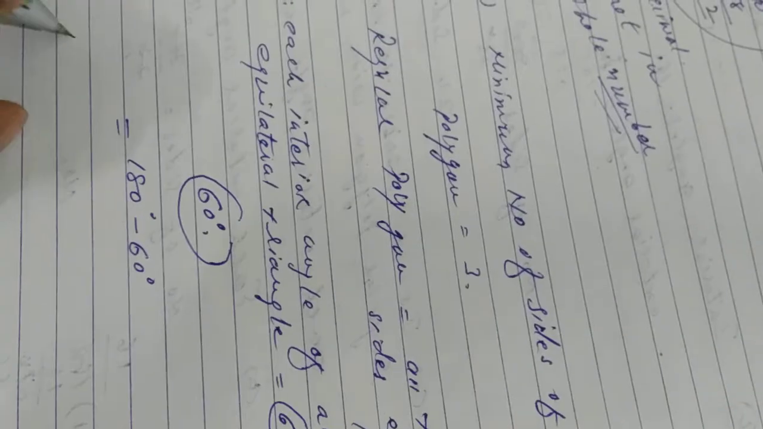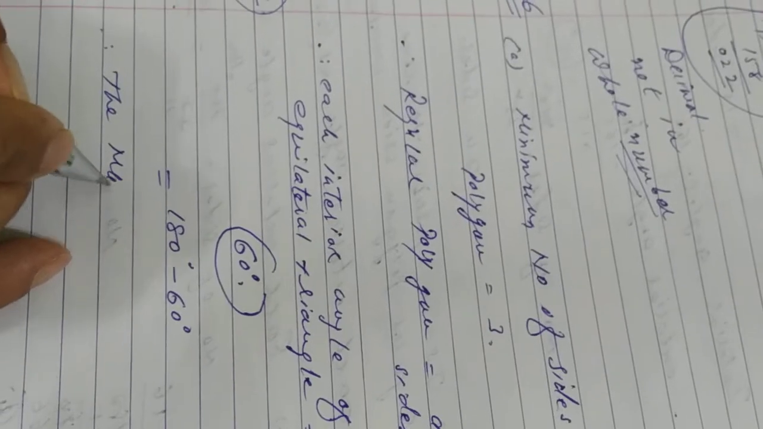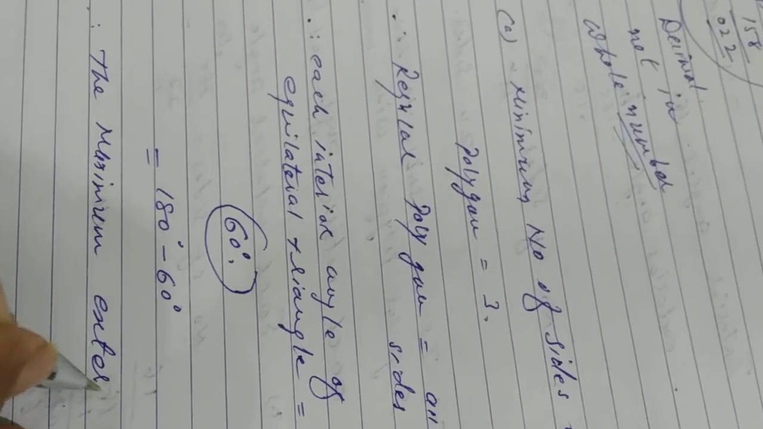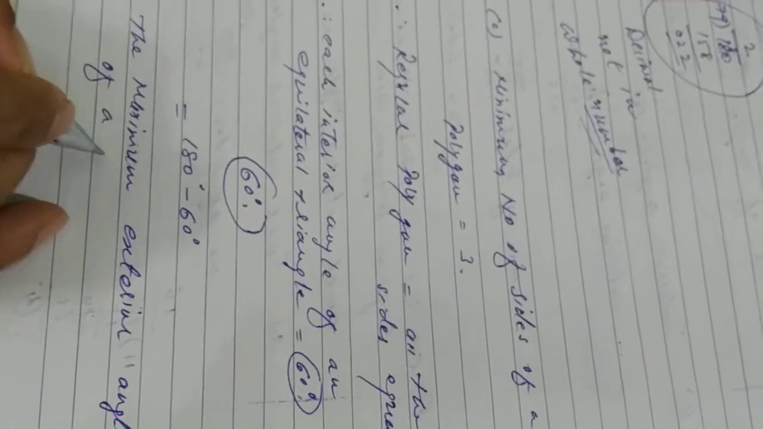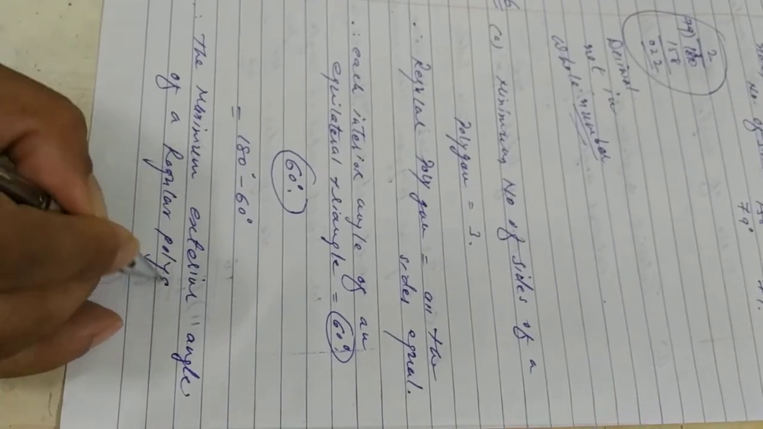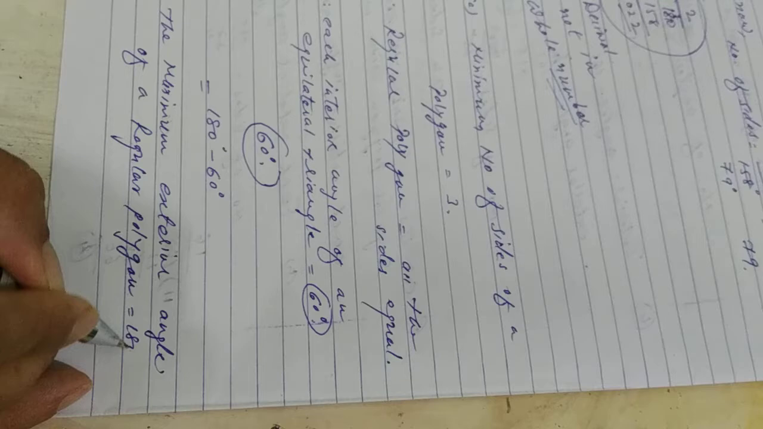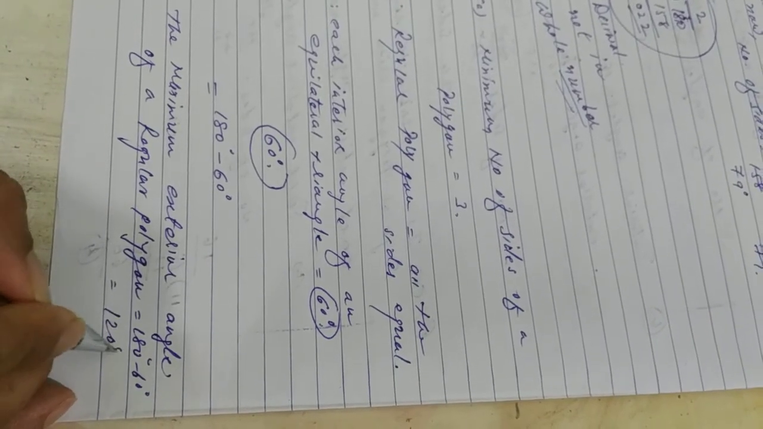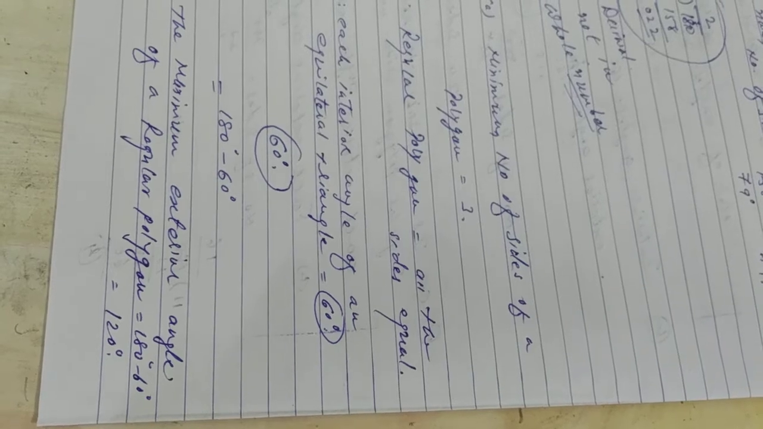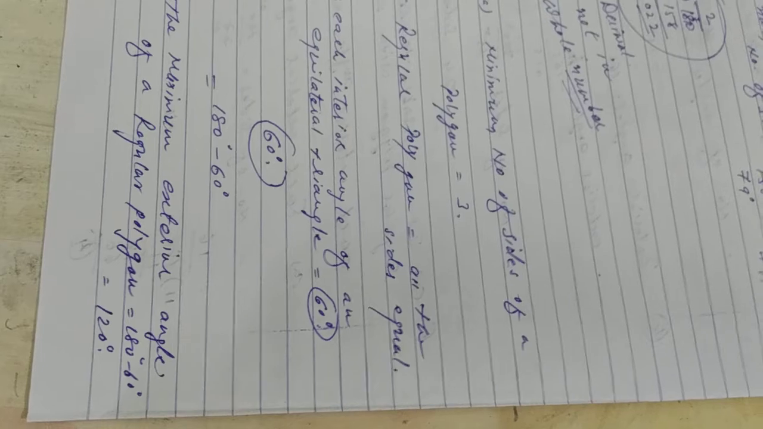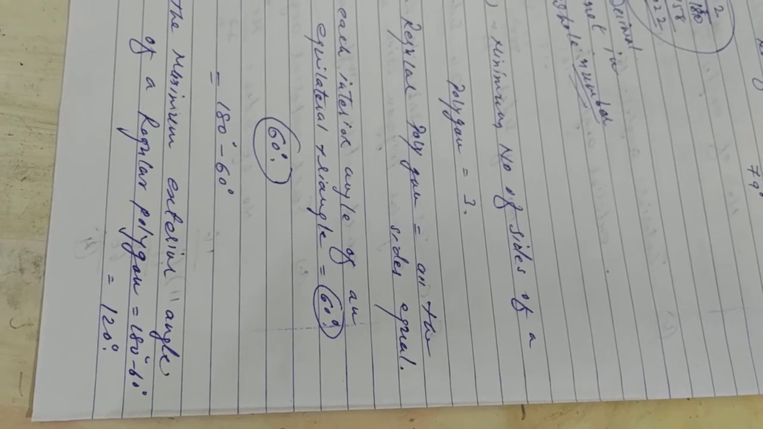So we can say therefore the maximum exterior angle of a regular polygon is equal to 180 minus 60 degrees. So 180 minus 60 is 120 degrees. So all of you understood? Sure. So here exercise 3.2 is finished, right?